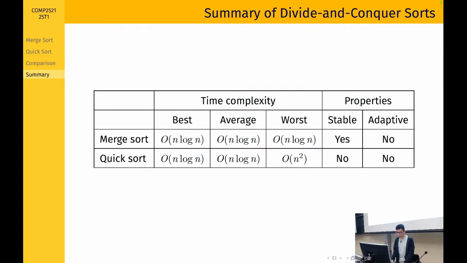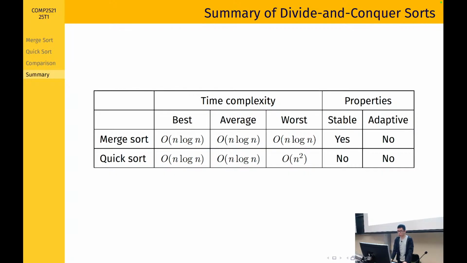Okay, and then here is a summary of the 2 sorting algorithms. Notice that in the best case and average case, they're both n log n, right? In the worst case, merge sort is n log n, and quicksort is n squared, but quicksort is still faster in practice. Okay, and in terms of stability, merge sort is stable, quicksort is not because of the long-range swaps, and neither of them are adaptive. Okay.